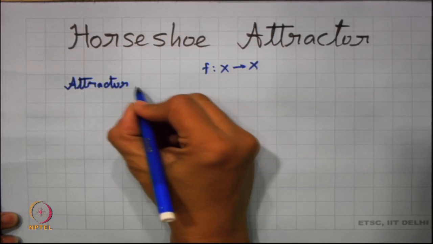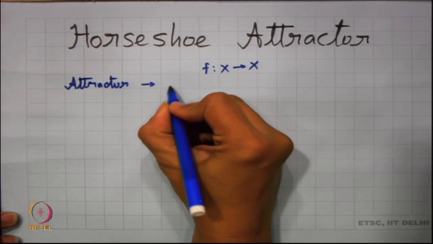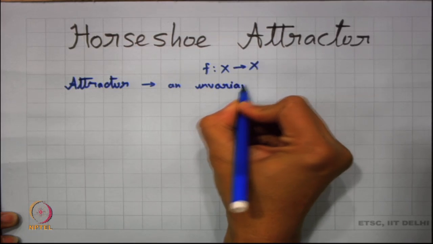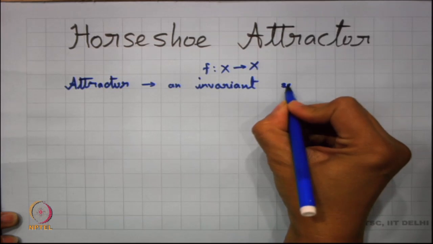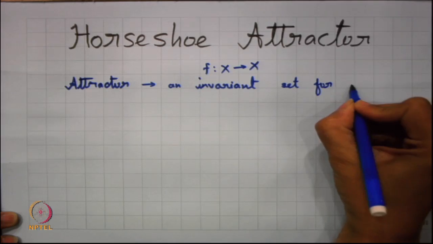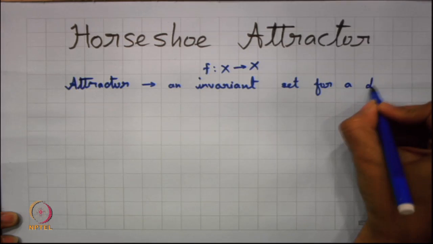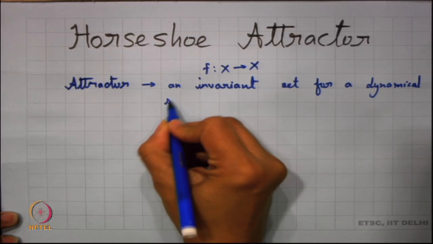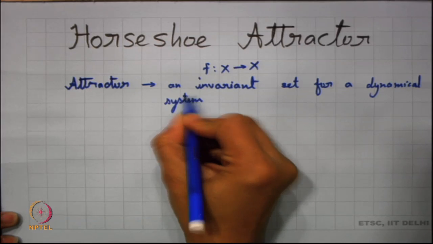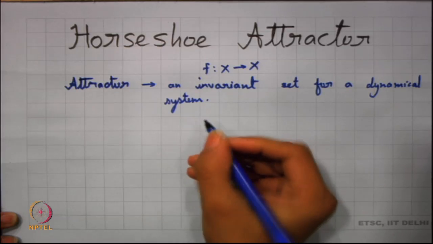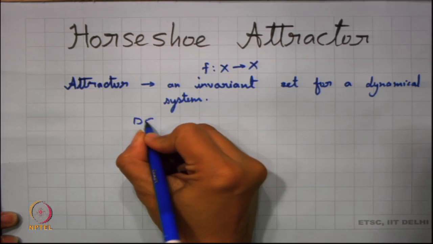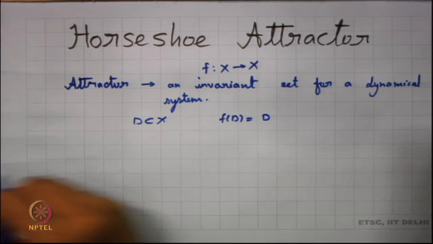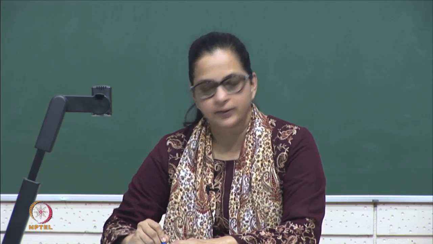So, an attractor is basically an invariant set for a dynamical system. Basically, if you have D a subset of X such that f of D is D, then we say that D is an attractor.